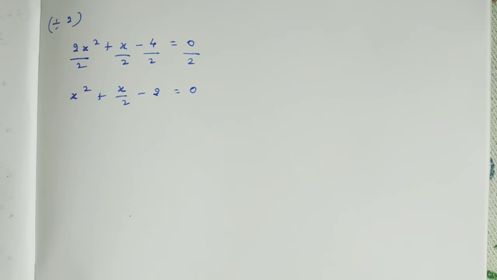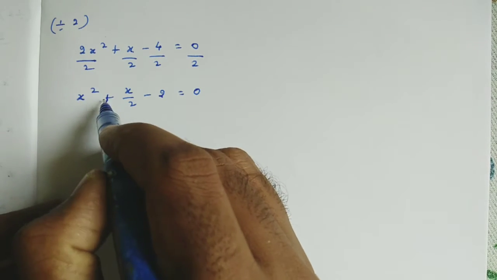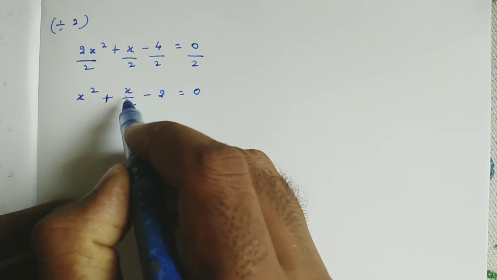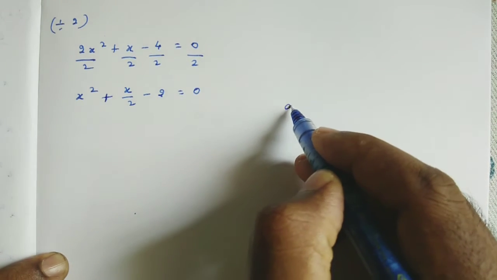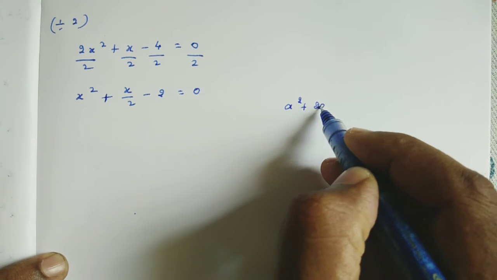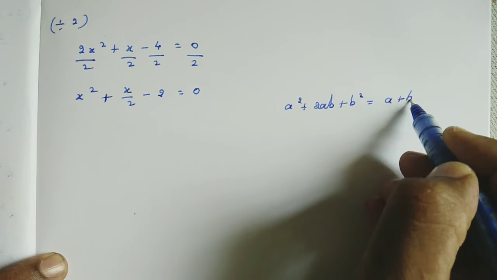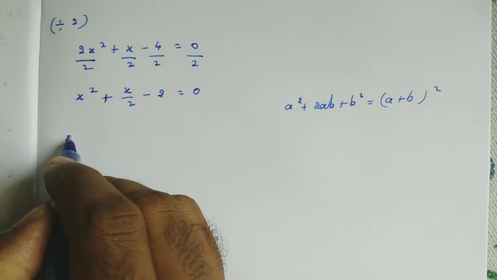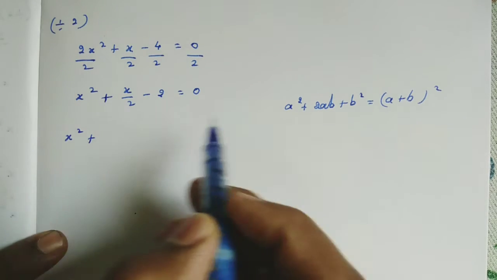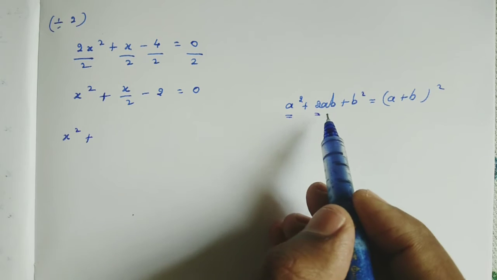We can use the identity. What identity should be here? The sign of the x term is a plus, so a plus b the whole square, which is a squared plus 2ab plus b squared. Now x squared is here, the a squared, and I need a 2 also, right? So what am I supposed to do?